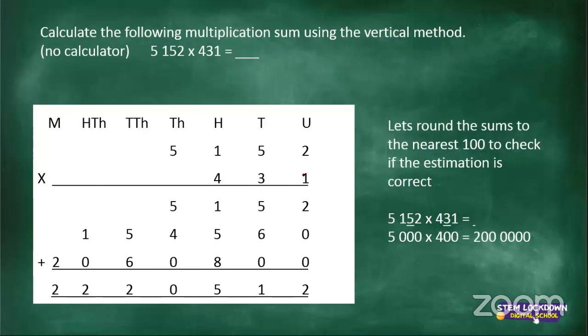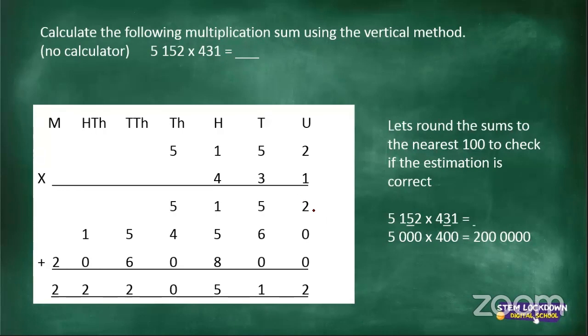So let's look here. We're going to have 5152, and we're going to multiply it with 431. So first we're going to multiply 5152 times 1. We go with the units first. 1 times 2 is 2. 1 times 5 is 5. 1 times 1 is 1. And 1 times 5 is 5. So remember, any number multiplied by 1 gives you the exact same number.